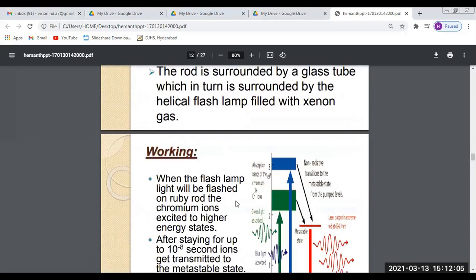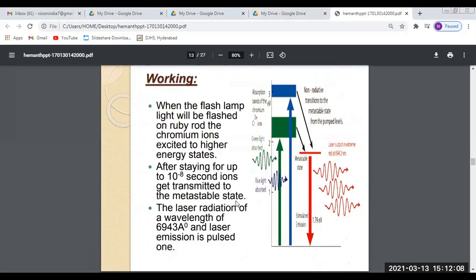Now, when we move to the important part, the working, here you can see that first of all you have the ground state and the higher energy state. In between them, you have a metastable state. You can just see that there is a metastable state.